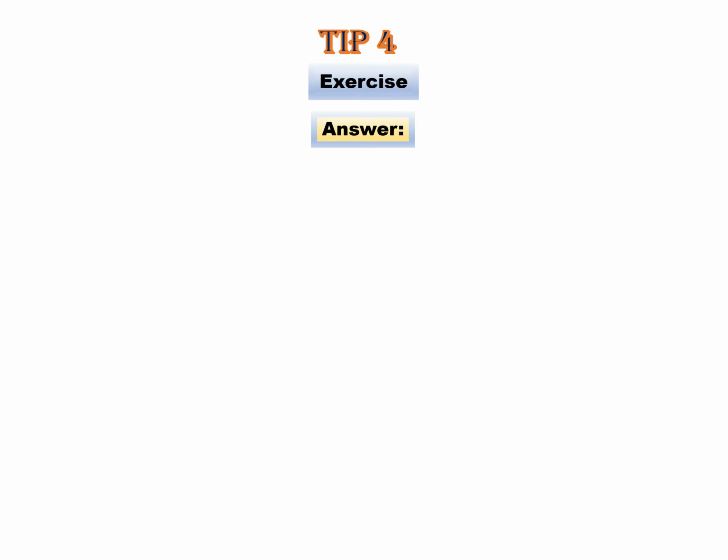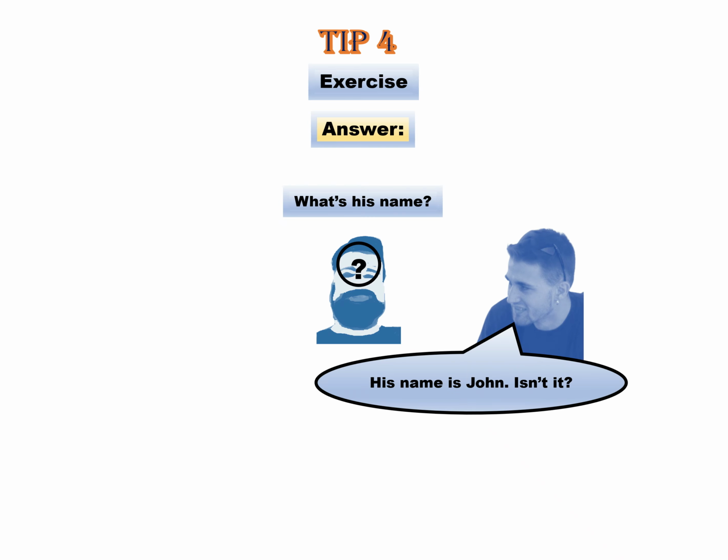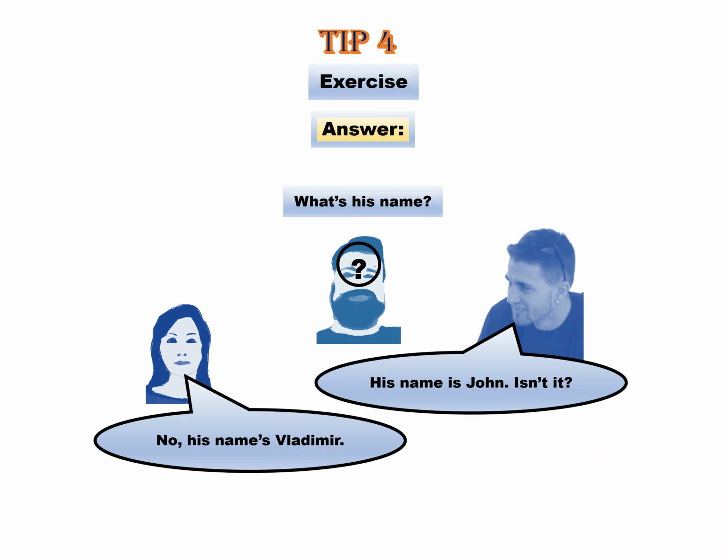Tip 4. Exercise. Answer. What's his name? His name is John, isn't it? No, his name is Vladimir.